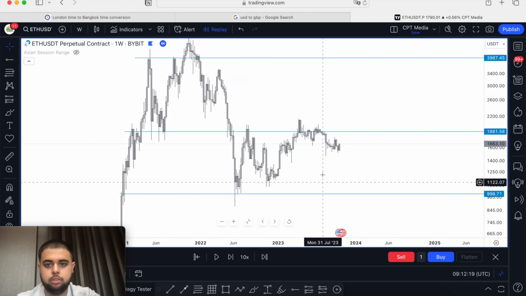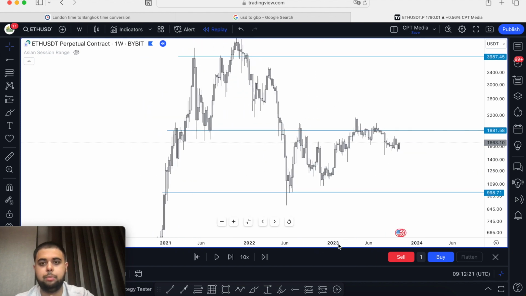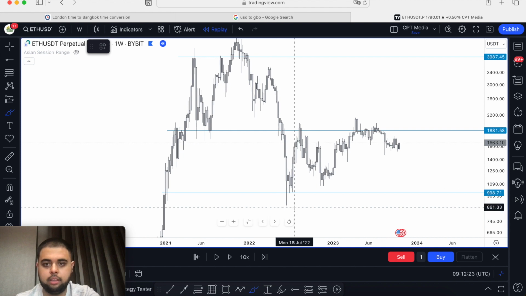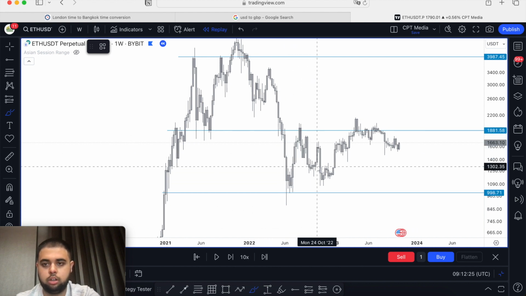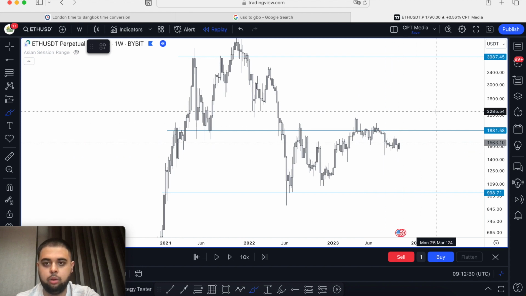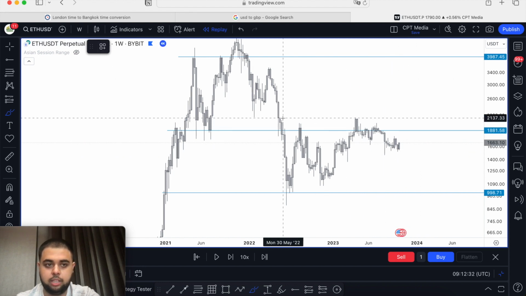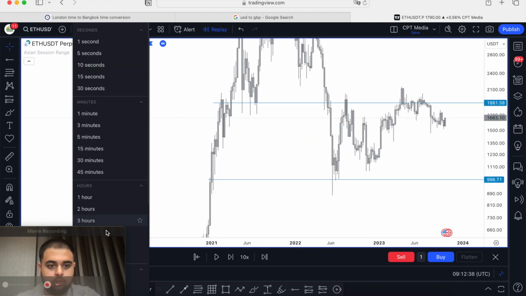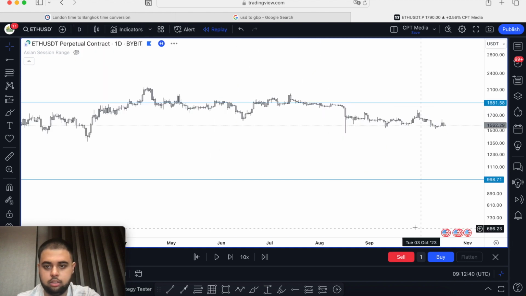Now what I want to do is start building a bias. So now I've explained where we had the impulse, the second impulse, and we have potentially another correction before a potential third impulse to potentially take out these highs here. So let me go down on the daily time frame.